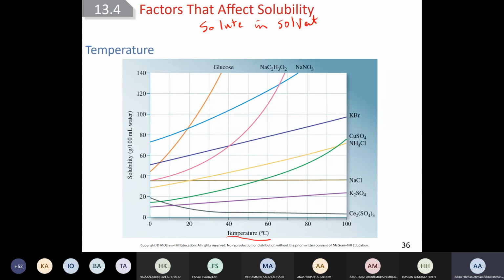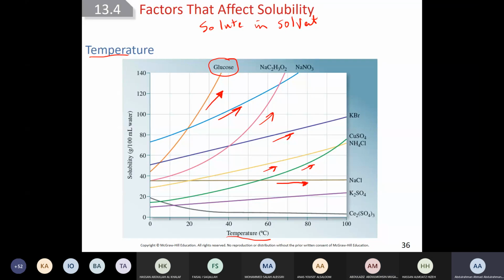If you increase the temperature, what will happen? There are some materials like glucose. As you increase the temperature, what happens to the amount that you can dissolve? It will increase. Look at this one. It will increase. This one increases. This one increases. This one increases.